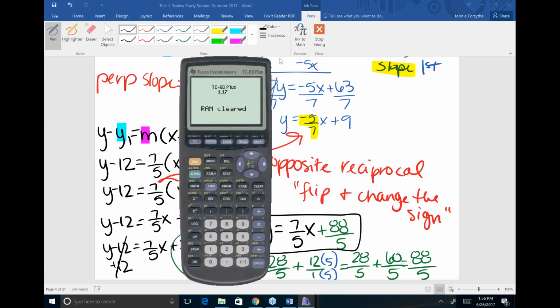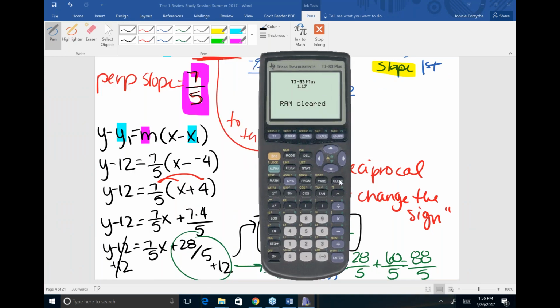Yes, ma'am. Perfect. Okay, so even if this is an 83 plus, I think the 84 is basically the same way. So let's say you want to find, let's do the multiplication. You want to do 7 over 5 times 4. So 7 divided by 5. I should have done this before. I like to put all of my fractions in parentheses, so I should have done that first. I'm going to say insert. Where's my insert? Second insert.